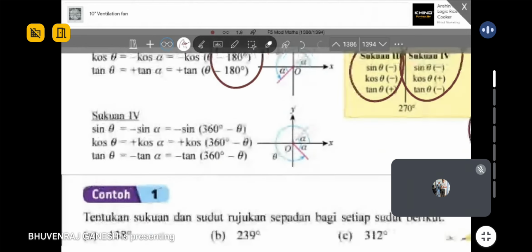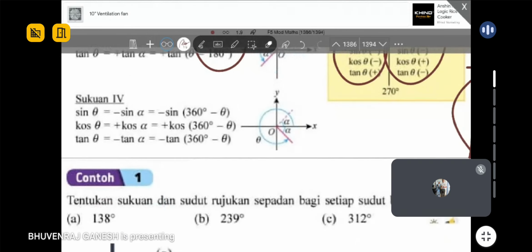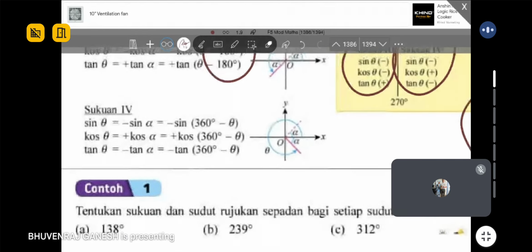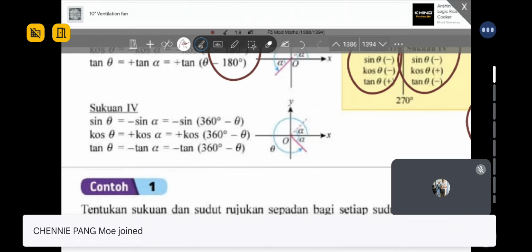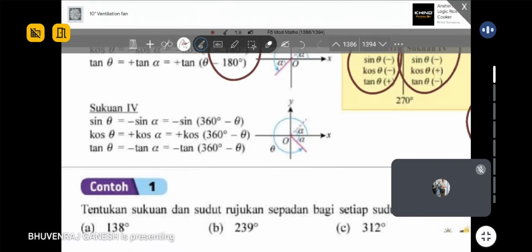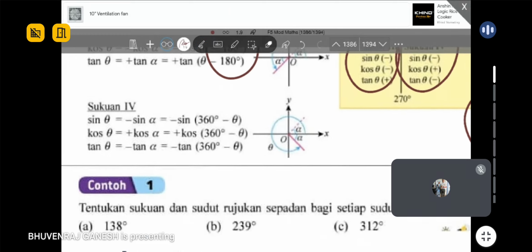Okay, so we can directly go to the example. So now guys, kamu kena tentukan sudut rujukan. Okay, you must get your reference angle. Okay, thank you Camilla. Sudut penggenap. So yang dua sudut tambah tu dapat 180, adalah sudut penggenap. Selalu kita akan guna yang ni dalam bab ni, sudut penggenap. Kena ingat yang tu.